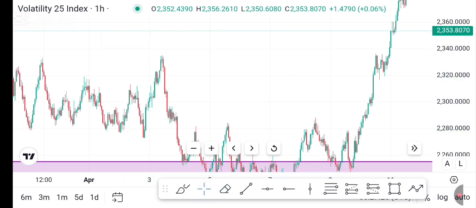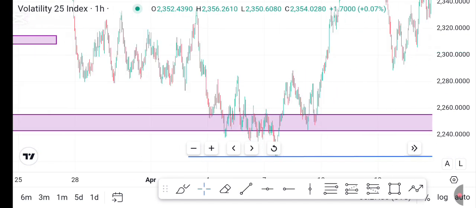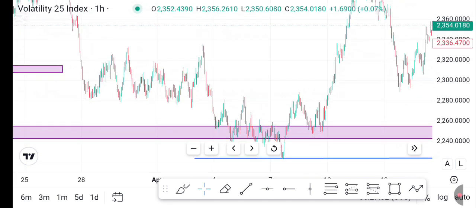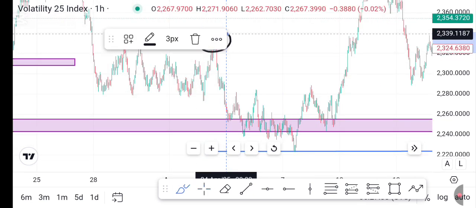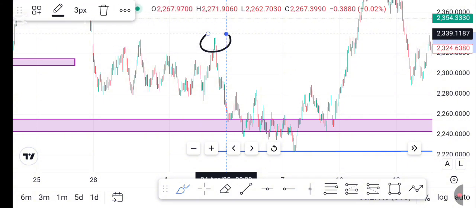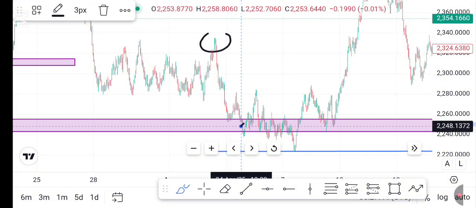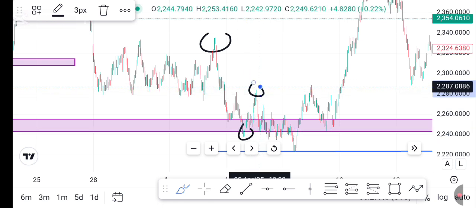If we look here very well, you can see that the market, after hitting our key area, came and made this here. This was a high, if you can see it very well. This was a high here, and here we have a low, and here we have a high. We have to wait for the market to break this area. Are you getting the point?